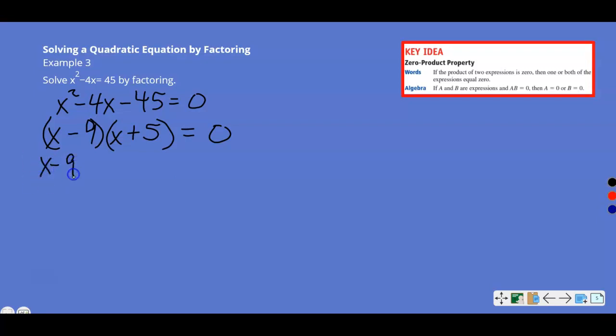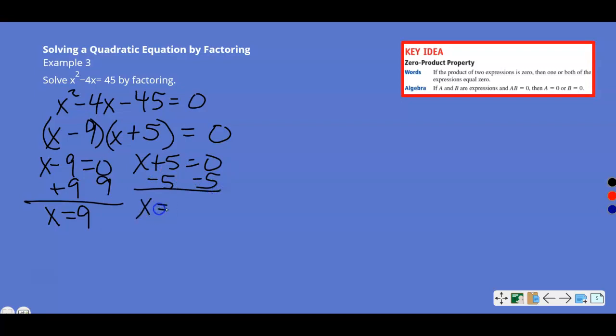All right, so I'm going to have x minus 9 equals 0, x plus 5 equals 0. I'm going to add 9, x equals 9, and subtract 5, x equals negative 5. In each case, I'm solving for x using my zero product property.